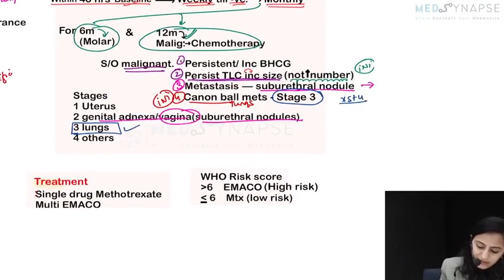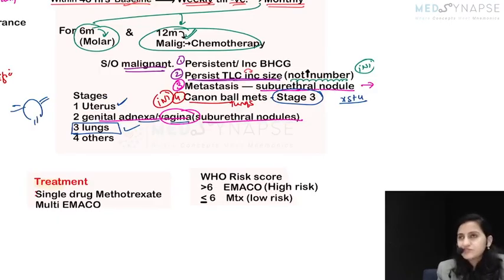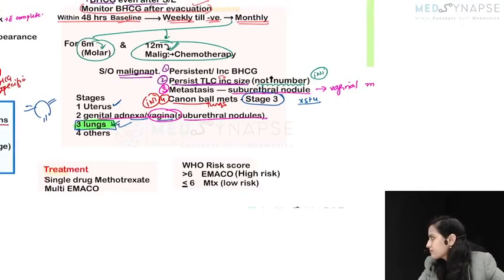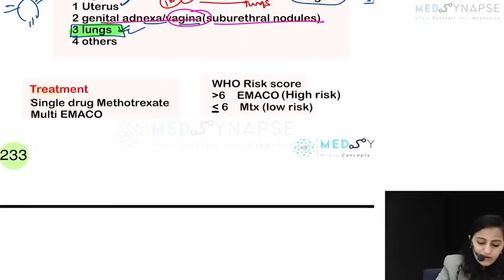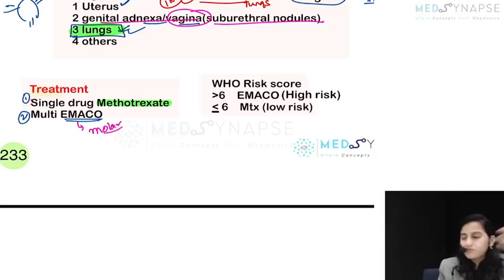So stage 1 is confined to uterus. Uterus में है. Stage 2 मतलब बस आजू बाजू में जा रहा है. Adnexa, vagina. And stage 3 is lungs. Baki metastasis is 4. The treatment for your malignant is, what drug can you give here? Again, methotrexate. It could be a single drug regimen or a multi-drug regimen like, what regimen is it? EMA-CO regimen. EMA-CO regimen is for your malignant mole.